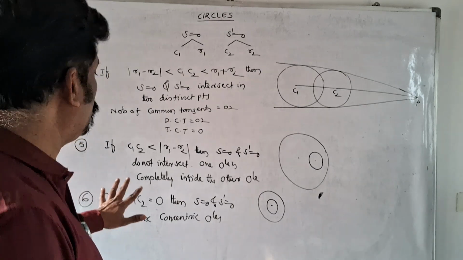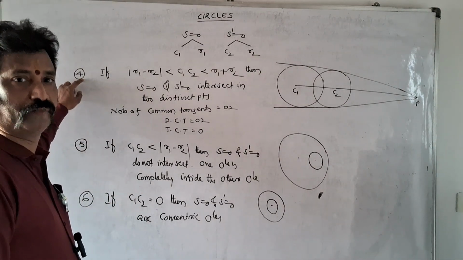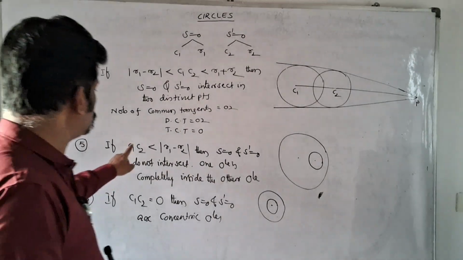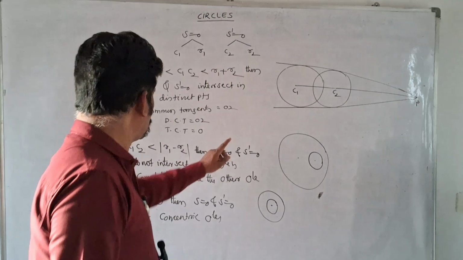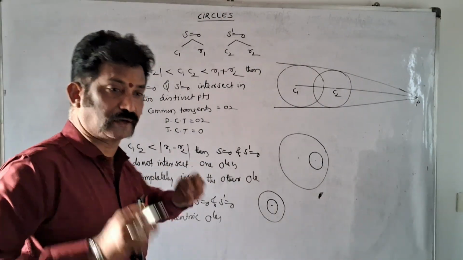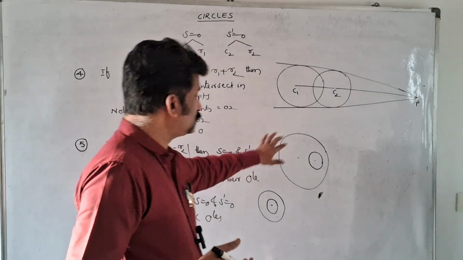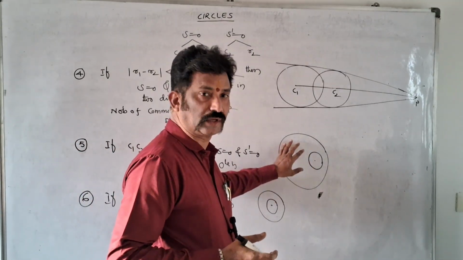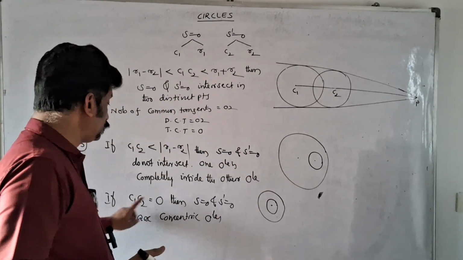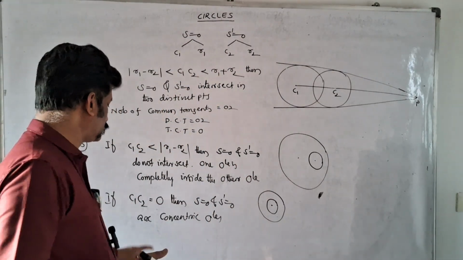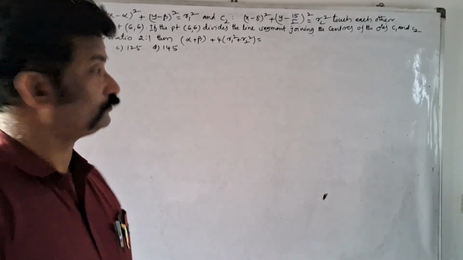So totally 6 conditions are there. 4 conditions were already completed in the previous video. And the fifth condition is, if C1C2 is less than modulus of R1 minus R2, then two circles do not intersect and one circle is completely inside the other circle. In this case, these two circles are not concentric. If C1C2 is equal to 0, then the two circles are concentric circles. The center is the same.